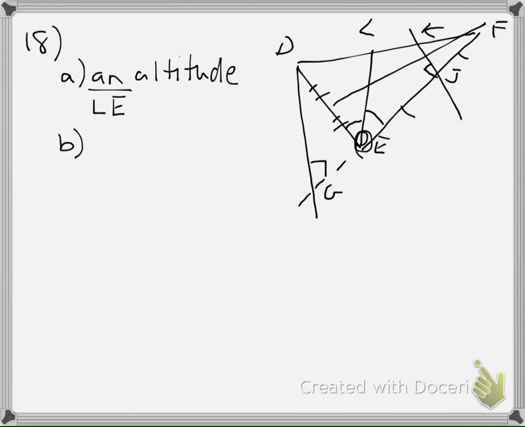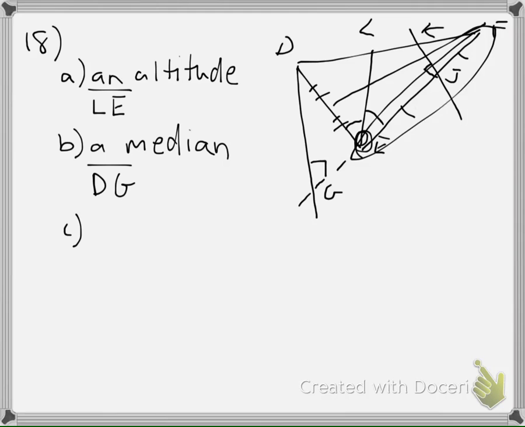B is a median. A median is like a perpendicular, but it creates a right angle. So an example of a median is DG. For C, the perpendicular bisector of a side of the triangle. So that would be this entire line right here. So the answer is FE.